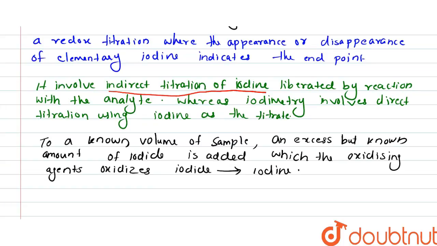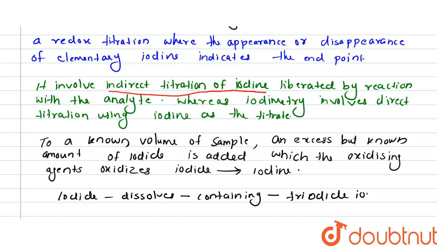Iodine dissolves in the iodide containing solution to give triiodide ions, which have a dark brown color.